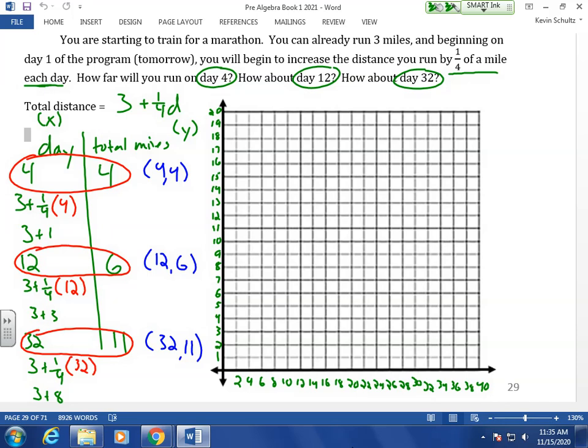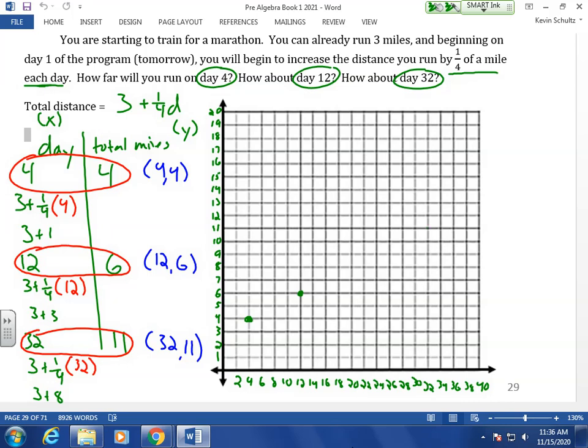On day 4, we can run a total of 4 miles. So that's going to be there, 4, 4. Day 12, we can run 6 miles, or we will be. 12, 6 is right there. And 32, 11, way over here.